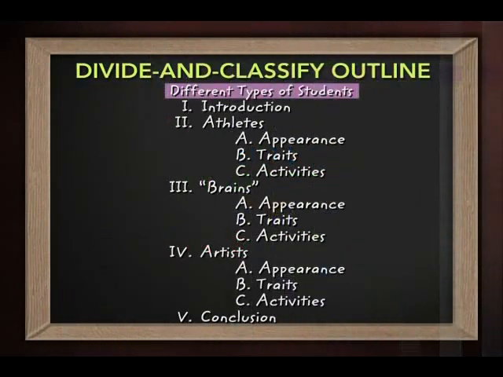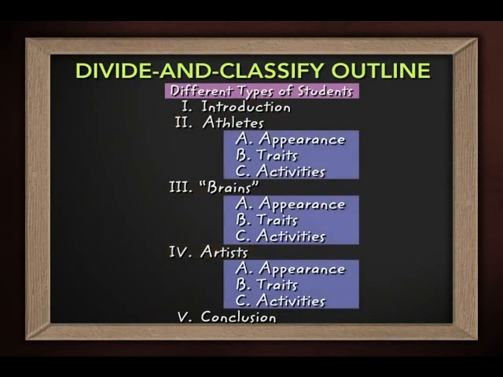Here is my sample divide and classify outline. I did a simple word outline here because this particular outline is for my use. I'm not turning it in for a paper, and I know what I want here, so I kept it simple. My introduction, and I would explain that what I did is I divided and classified the student body. I have athletes, brains, and artists. Notice my A's, B's, and C's are completely parallel. I used appearance, traits, and activities for each one.